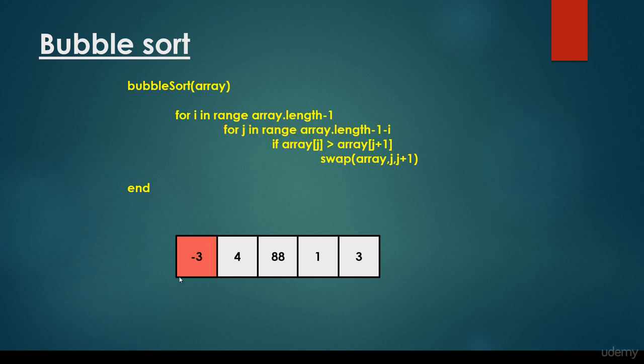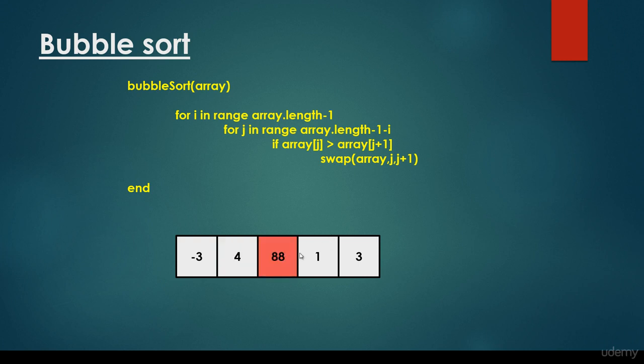Okay, so let's see. We start at the beginning, of course, and we keep comparing two adjacent items, -3 and 4. Because -3 is smaller than 4, they are in the right order. What about the next one? We compare 4 and 88. 88 is greater than 4, so again, they are in the right position. As you can see, we just have to swap them if the array at j is greater than the array at j+1. This is the j index, and this is the j+1 on the right. Again, we don't have to swap.